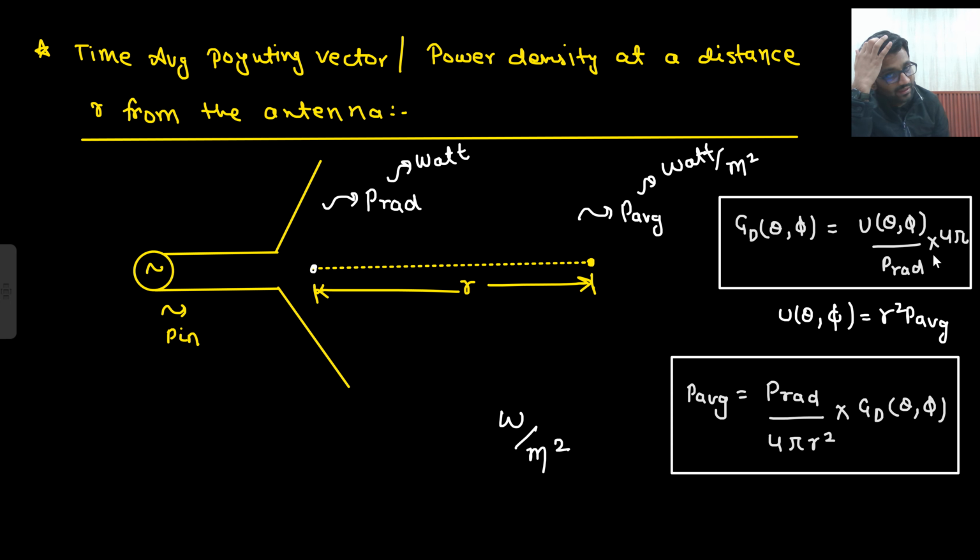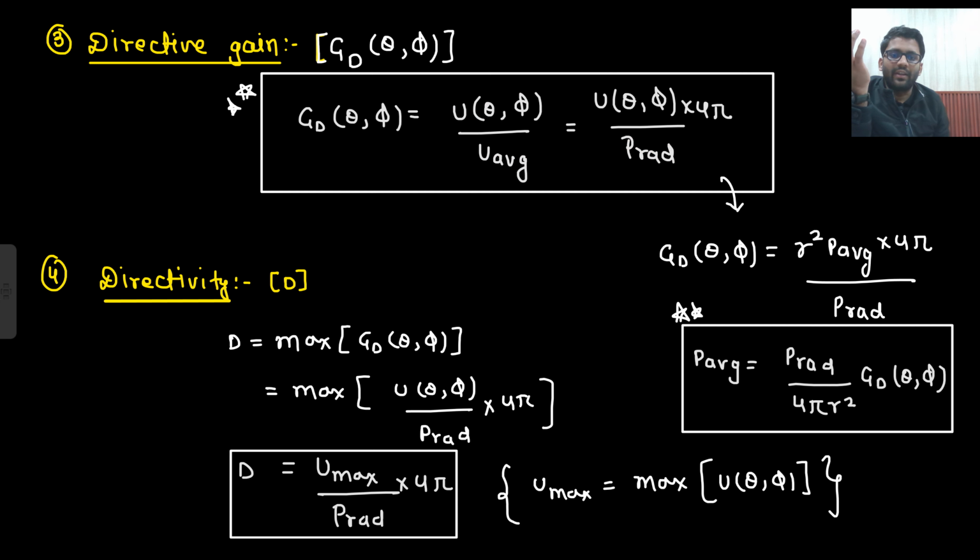And what about GD? U theta comma phi divided by U average. So this is unitless. I forgot to write it here. Why is it unitless? Because this is watt per steradian. This is also watt per steradian. Both will be cancelled. Watt per steradian divided by watt per steradian, both will be cancelled. Unitless. So better you should write unitless. Same goes here. This is also unitless because this is nothing but the maximum value of this. So this is also unitless.